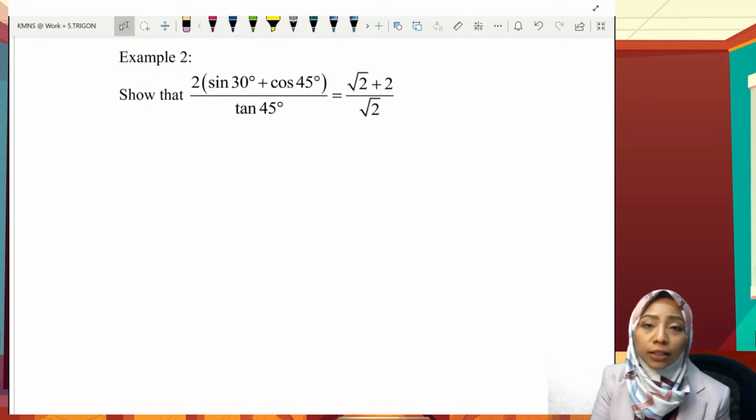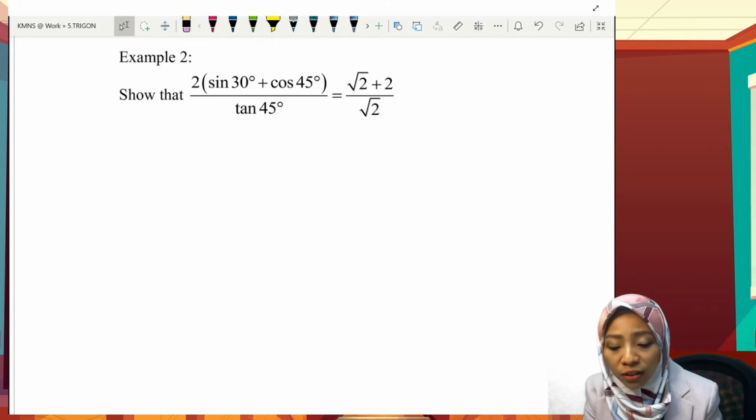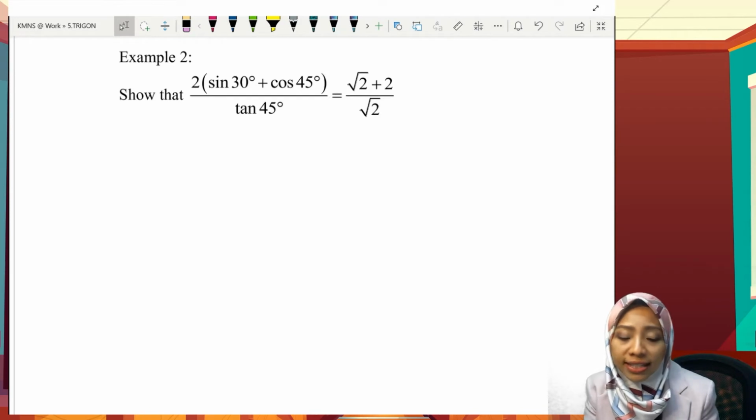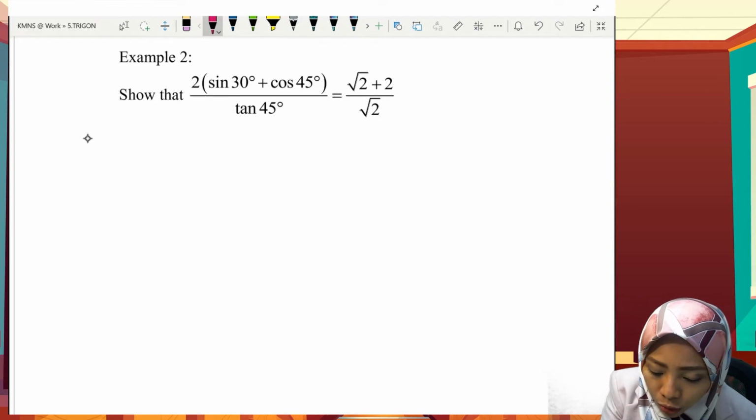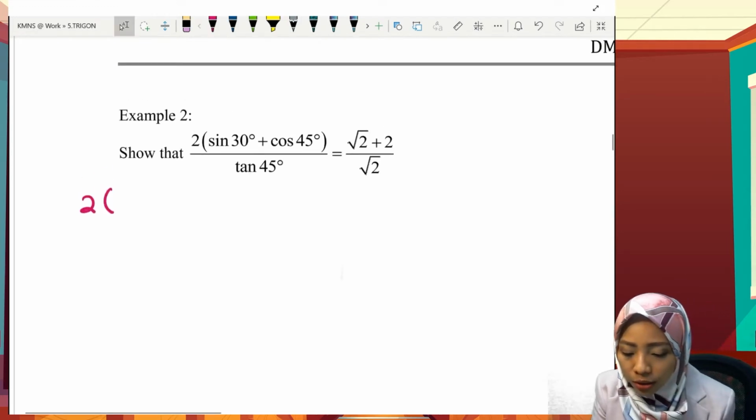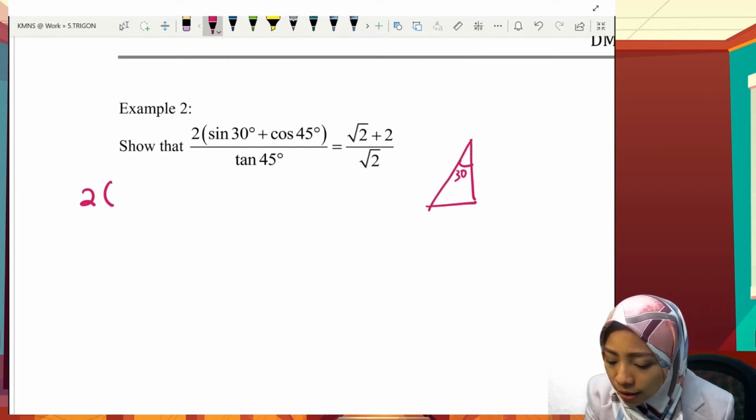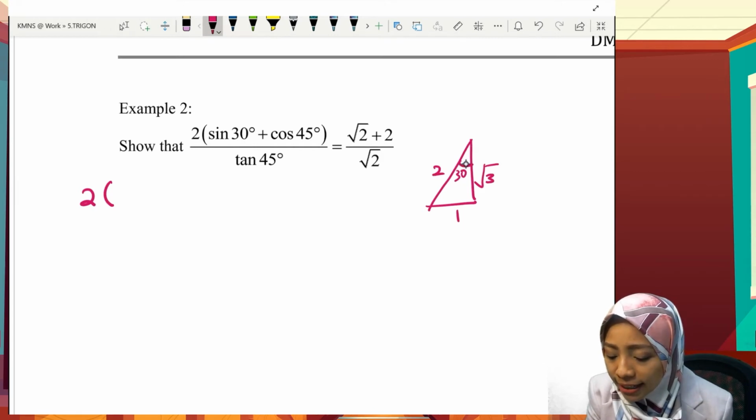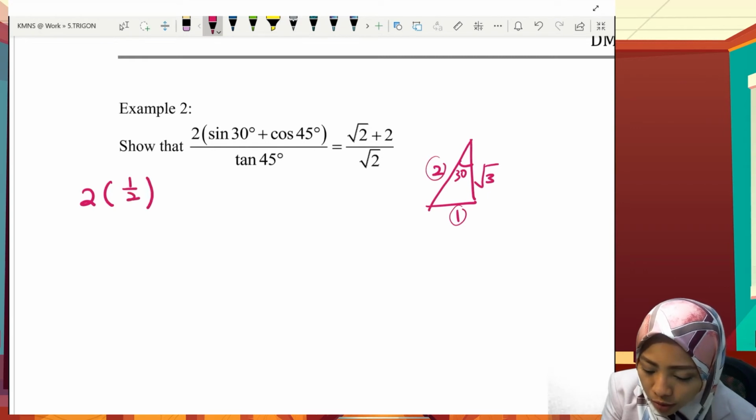Okay, show that (2 sin 30 + cos 45 degree) over tan 45 is equal to the right hand side, as stated. Okay, let's do this. 2 sin 30. What is sin 30? Sin 30 is where the triangle is cut into two, which is 2, 1, and root 3. Sine is opposite over hypotenuse, so 1 over 2.